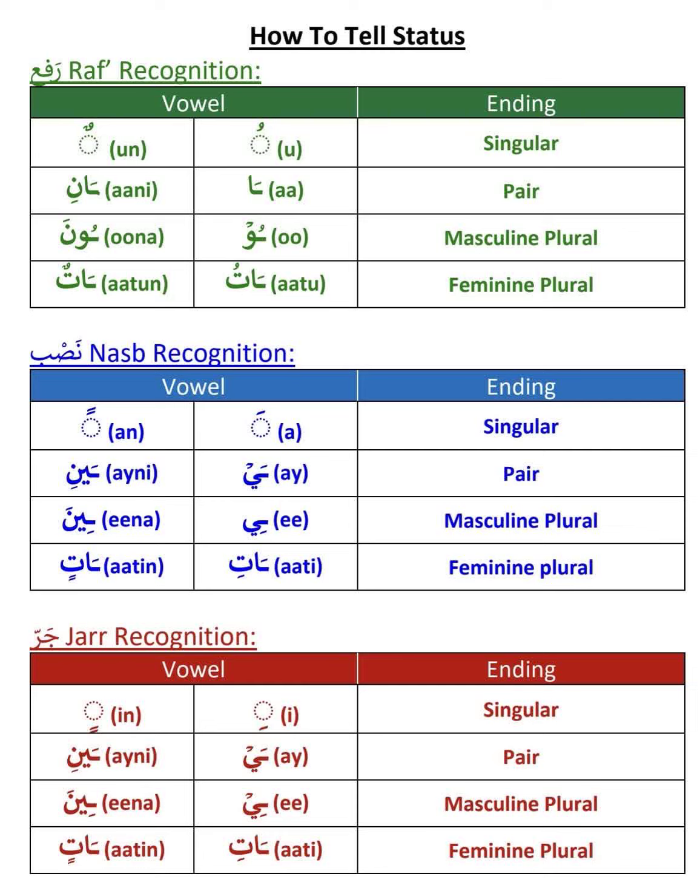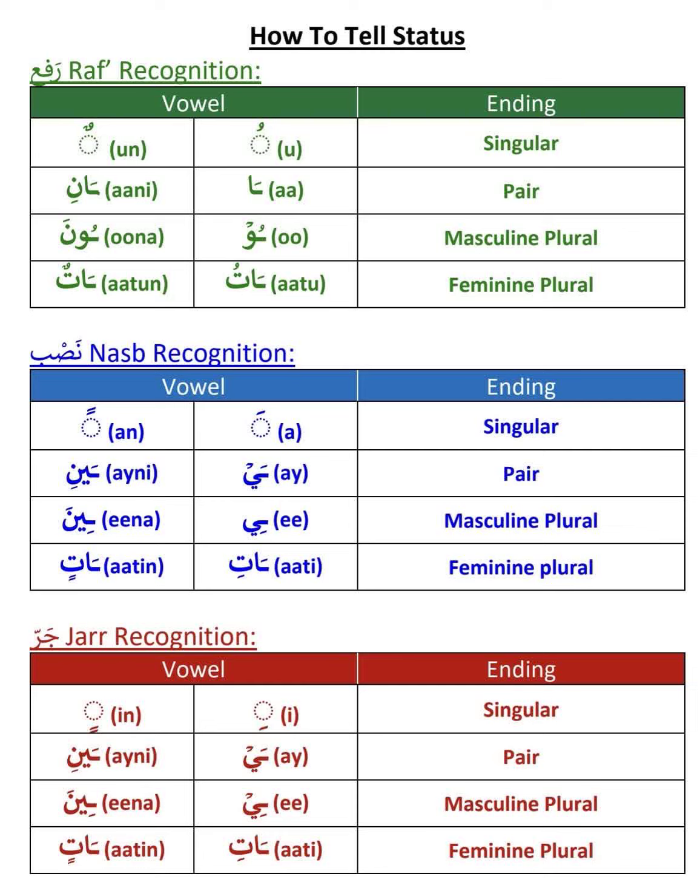So keep this sound in your mind. These are not many sounds. Keep these sounds in your mind and try to read the Quran. Then find out whether you can spot these ending sounds. Then we can understand what status those words are, rafa, nasab or jar. As I said, it's important.